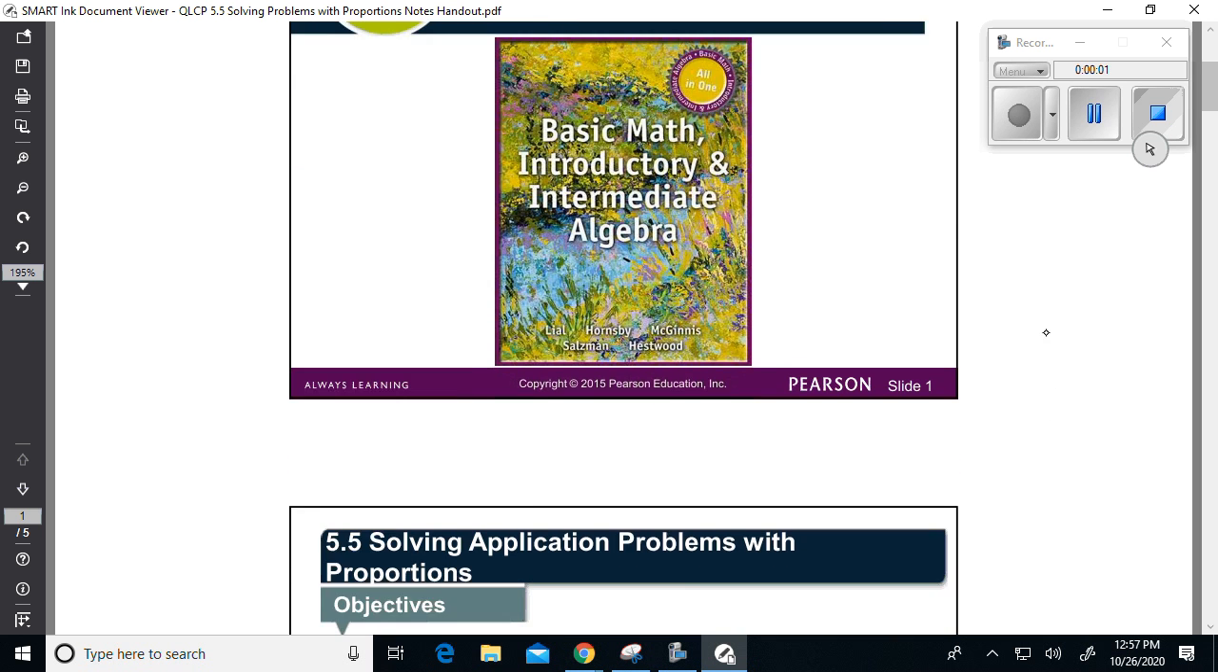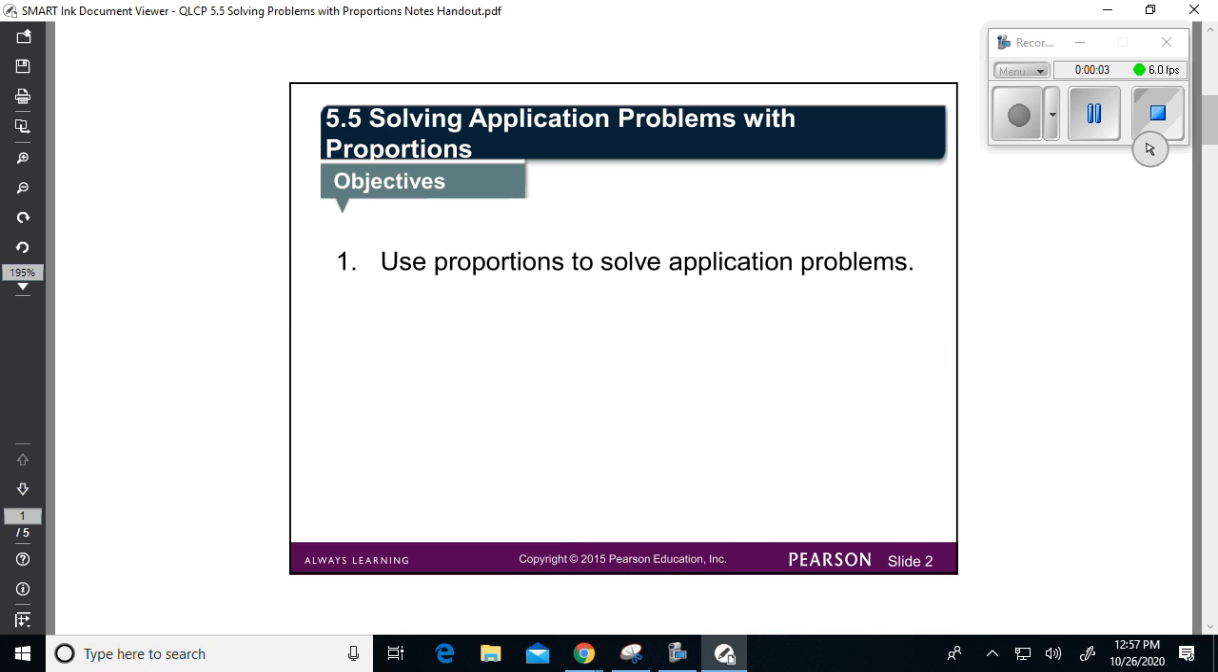So we have looked at a basic ratio, how to set up the basic ratio, how to work with a rate and find the unit rate. We've set up proportions, we've solved proportions, we've determined whether proportions are equal. So now, of course, we're going to solve application problems, word problems, with proportions.